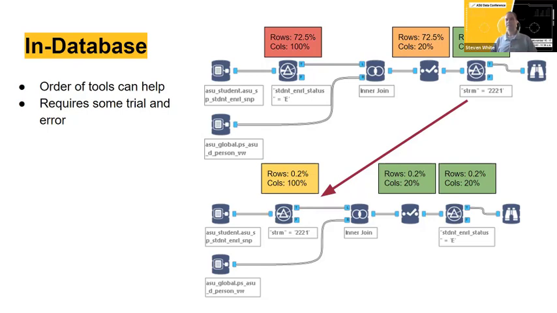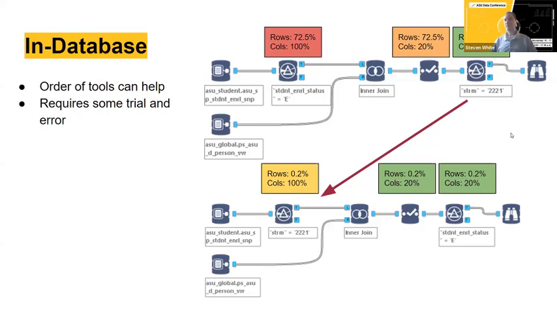But the point here is that by eliminating as many rows or columns as possible, as early as possible in your query design, you're giving the database the best chance of coming up with a good execution plan, and therefore getting your results back as quickly as possible.